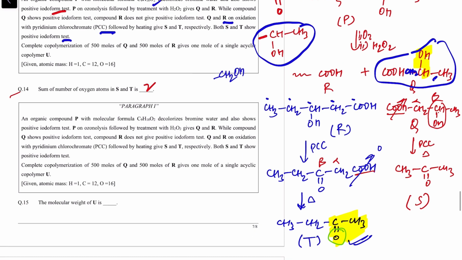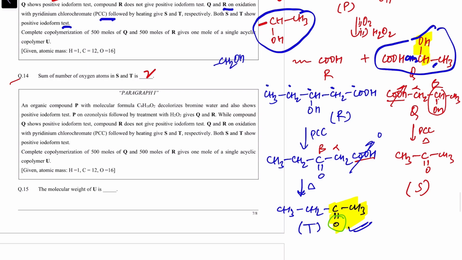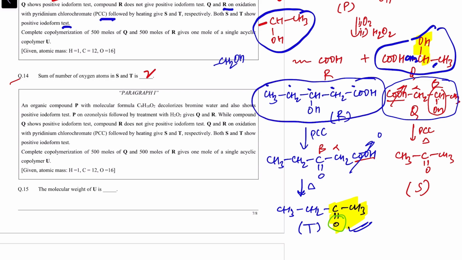Coming to the second molecule, complete polymerization of 500 moles of Q and 500 moles of R gives 1 mole of a single acyclic copolymer U. And the question is, what is the molecular mass? So this was rather an easy question. Now that we know the structures of these molecules, the polymerization is happening between Q and R, right? This is Q and this is R. Okay, you can calculate their molar masses.